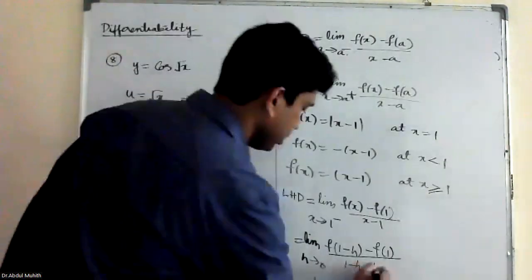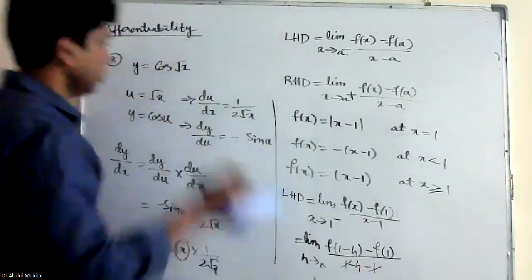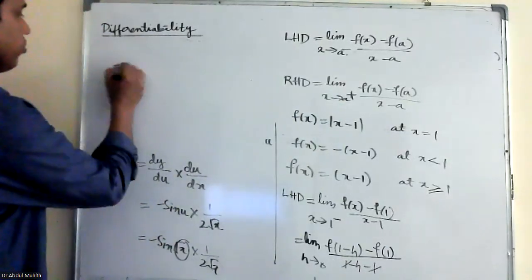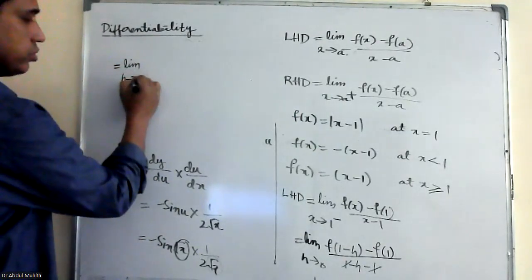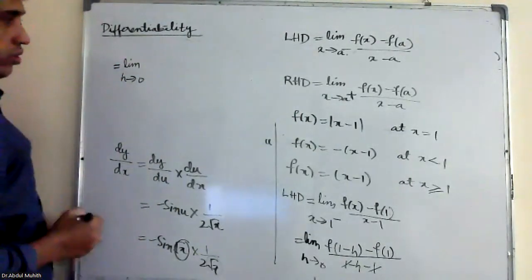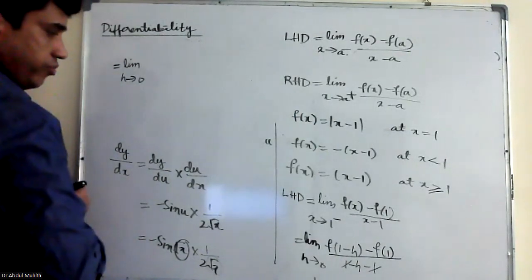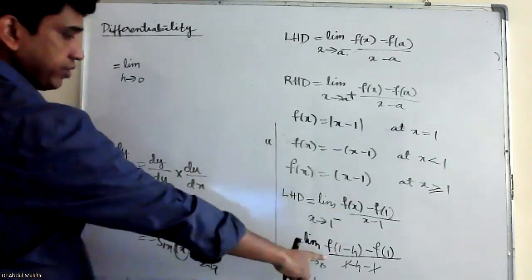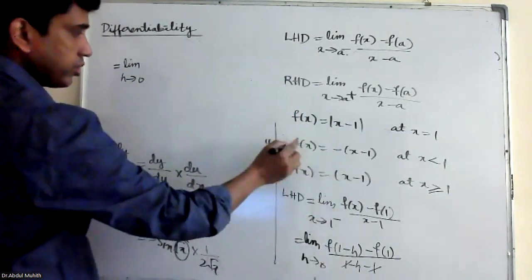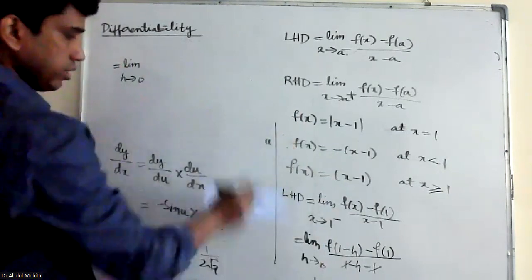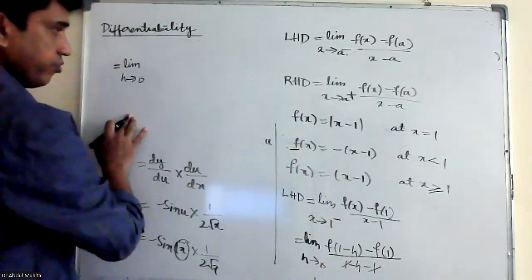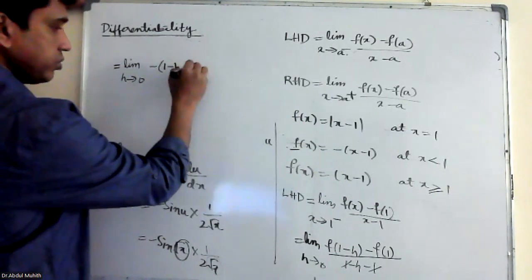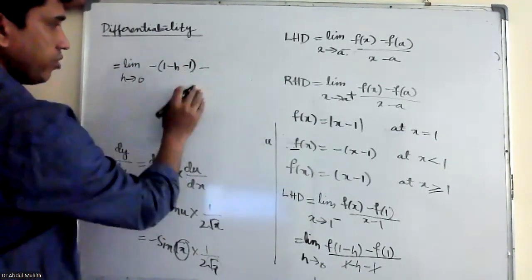Then this and this will go away. So what are we left with? We are left with limit h tends to 0 of f of 1 minus h. Wherever there is x, you are going to write this, for this function, greater than, less than. So that is equal to minus of 1 minus h minus 1, minus f of 1.